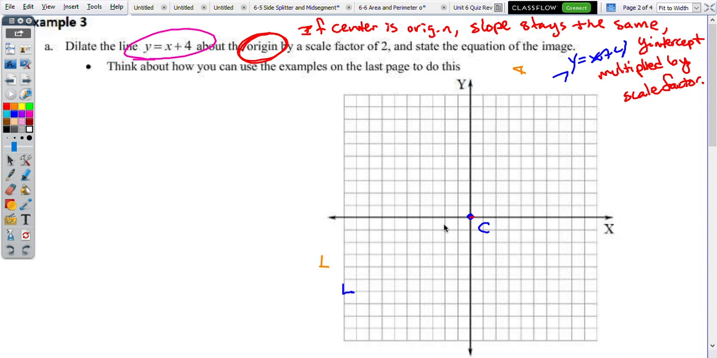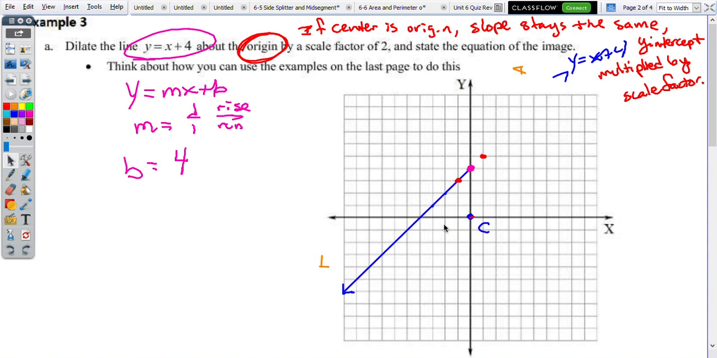So the first thing I want to do is talk about this line y equals x plus 4. Remember the equation is y equals mx plus b. So the slope is 1 over 1, rise over run, and the y-intercept is 4. So we'll plot the y-intercept. We'll go up 1 over 1, down 1, left 1, and up 1, right 1. Okay, so there's that line.